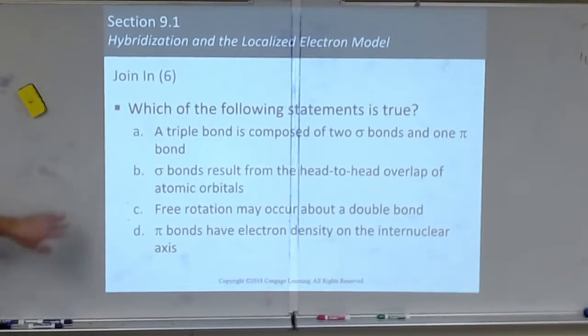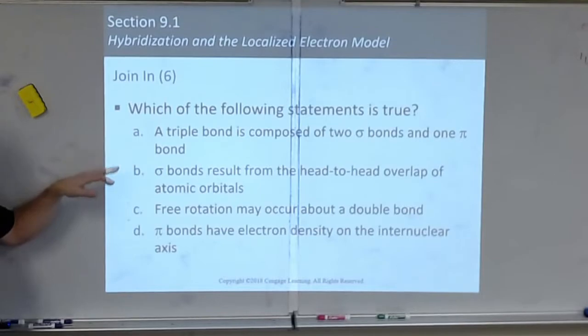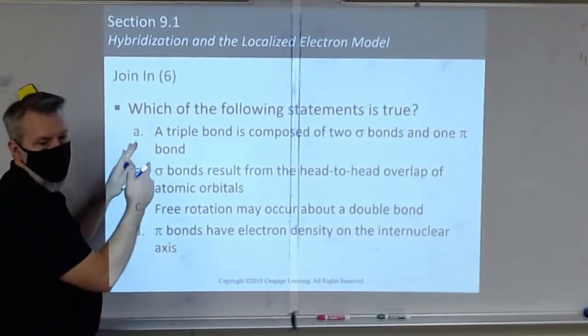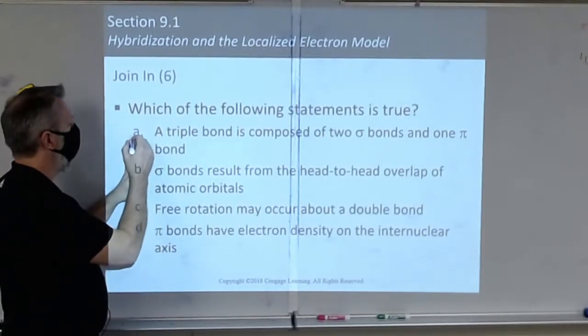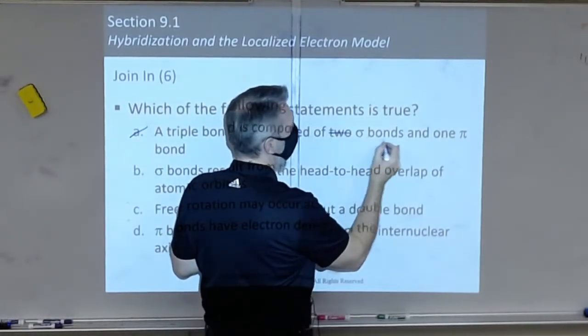All right. Let's see. Is A true? No. How do I fix it? It should have two pi bonds and one sigma bond. Switch it. 2 pi bonds and 1 sigma bond. You know what? I'm going to change the words.